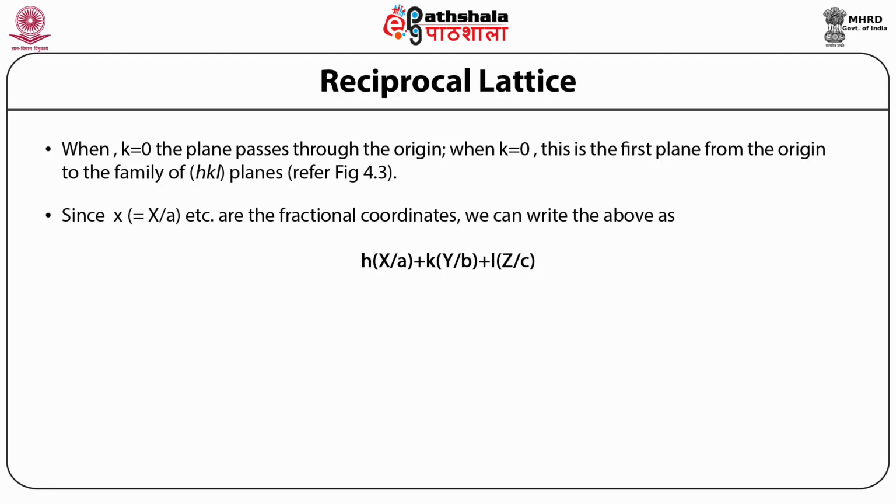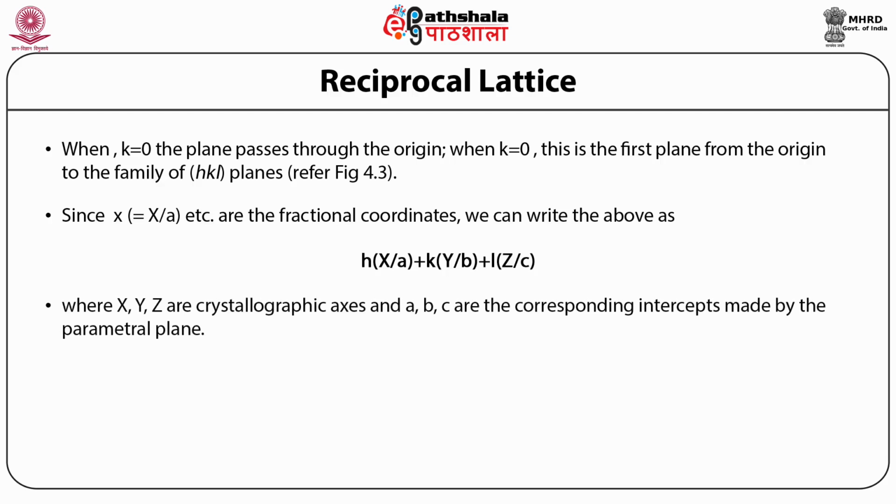We can write the above equation hx plus ky plus lz equal to a constant kappa as h times capital X by a plus k times capital Y by b plus l times capital Z by c, where we have simply substituted for the fractional coordinates little x, little y and little z by the above expressions. Now this capital X, capital Y, capital Z are crystallographic axes, and little a, b, c are the corresponding intercepts made by the parametral plane.